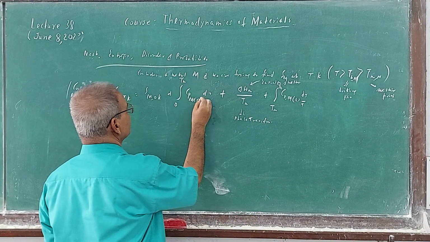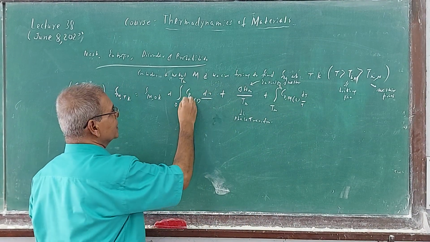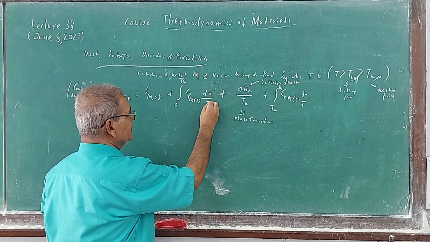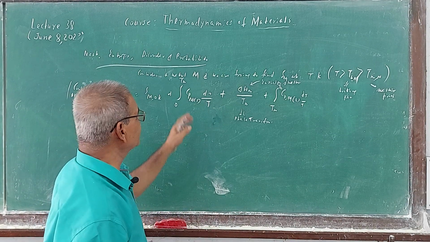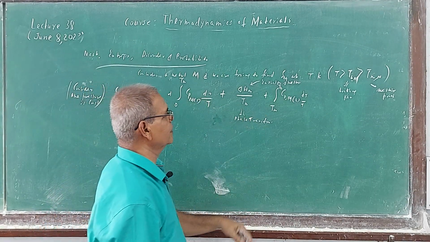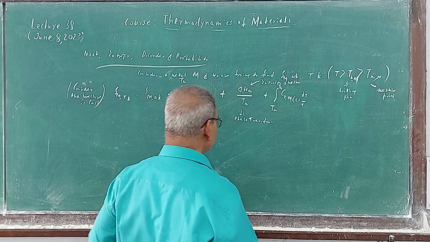Oh sorry, here, sorry. This is a mistake I made. dS is dq reversible, Cp dT by T. Okay. Enthalpy is Cp dT. It is Cp dT by T. Cp dT by T. Three things. Can I remove this further?